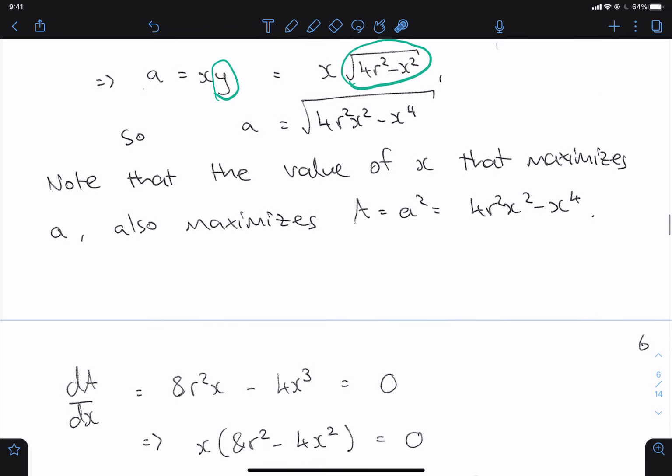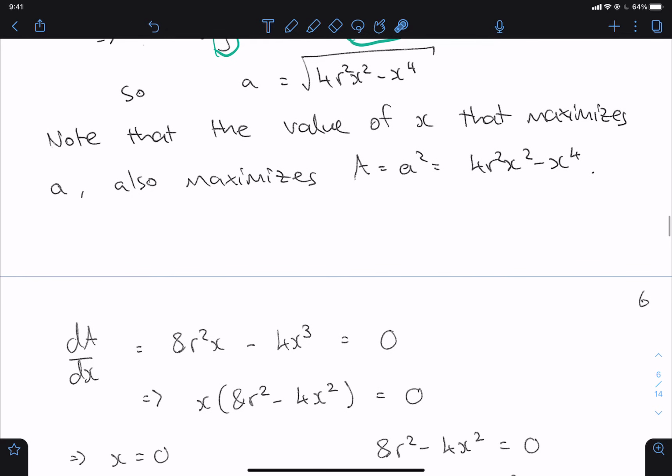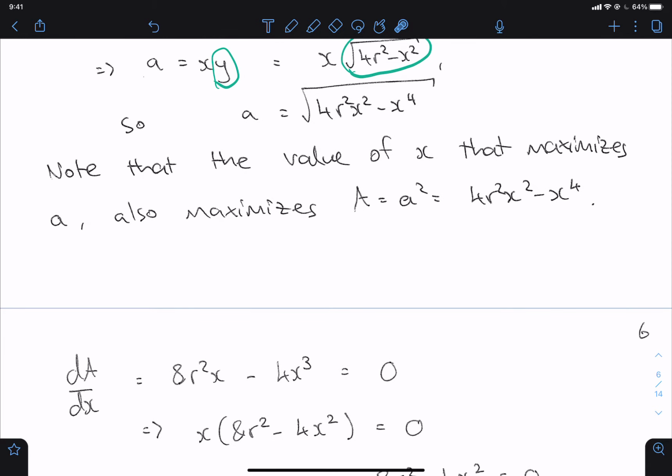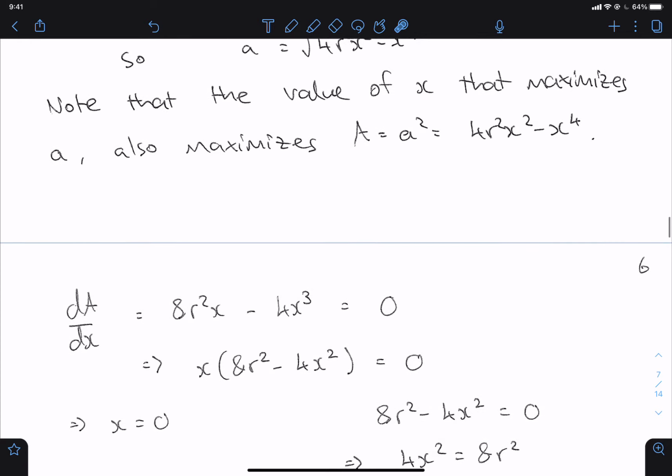Okay, now the setup here is done. Now we just need to turn to the derivative stuff to figure out critical numbers and local max, local min, and all sort of those things. So we're gonna take the derivative of this function, function a, right? So we're gonna have 8r squared x minus 4x to the 3. And remember here, r here is treated like a constant, right?